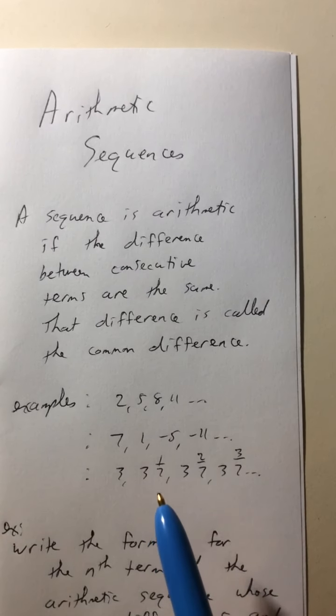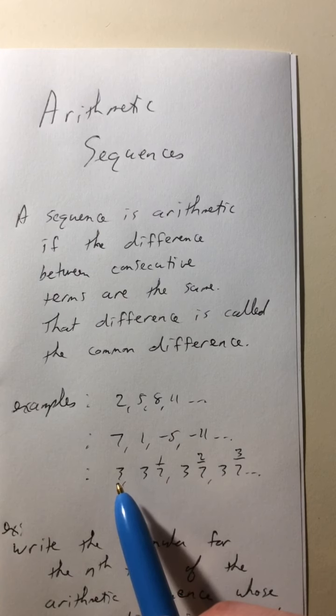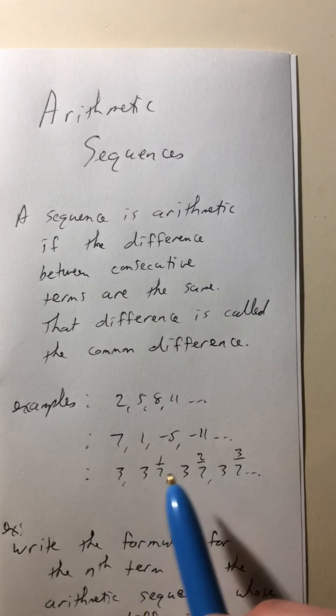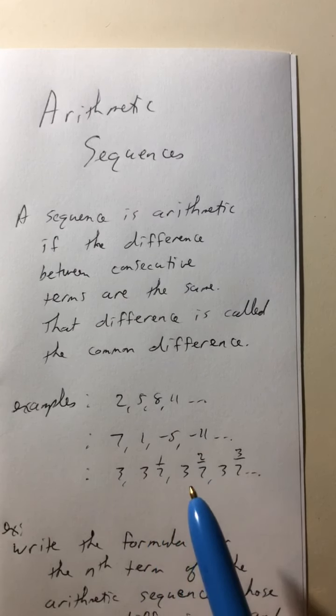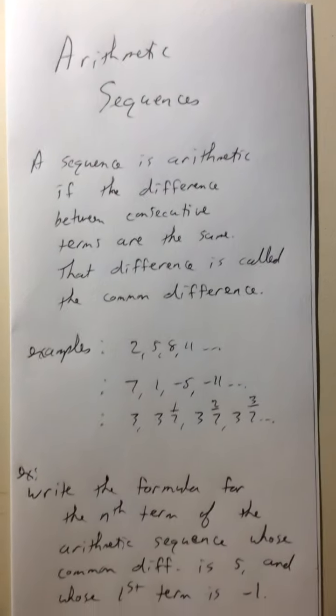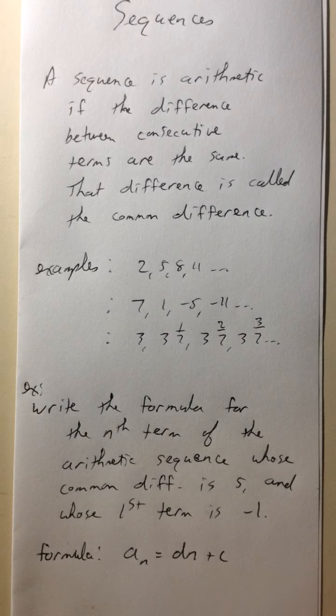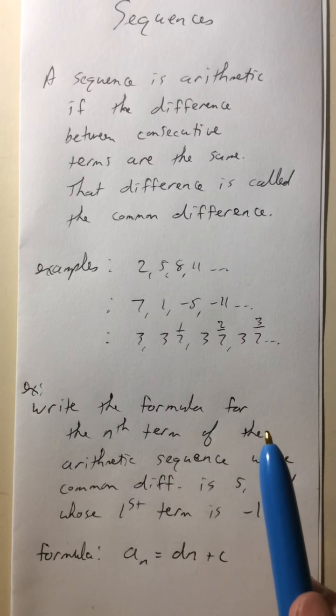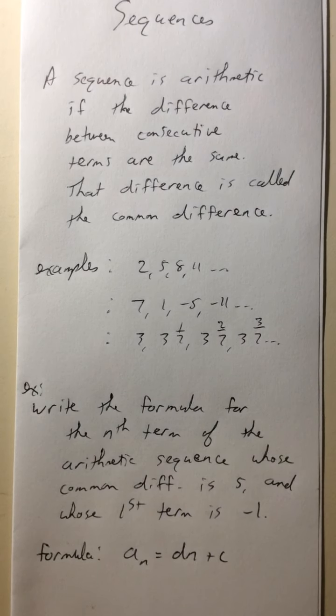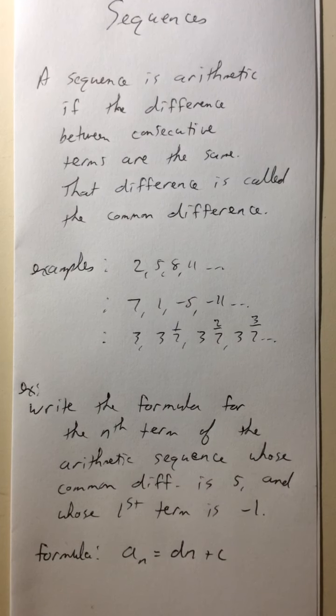Same trick here. 3 and 1/7 minus 3, 1/7. 3 and 2/7 minus 3 and 1/7, 1/7. You get the idea. Okay, so I want us to be able to write the formula for the nth term of the arithmetic sequence whose common difference is 5 and whose first term is negative 1.